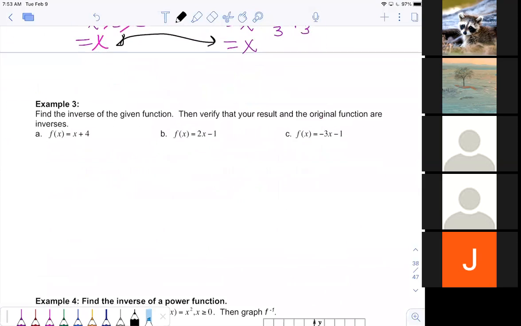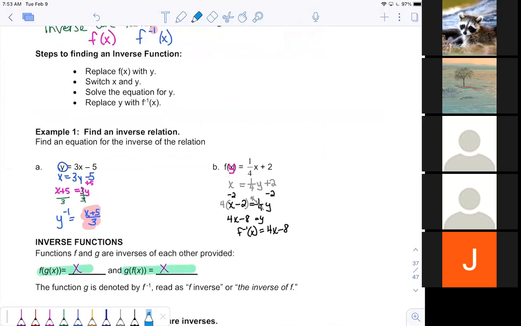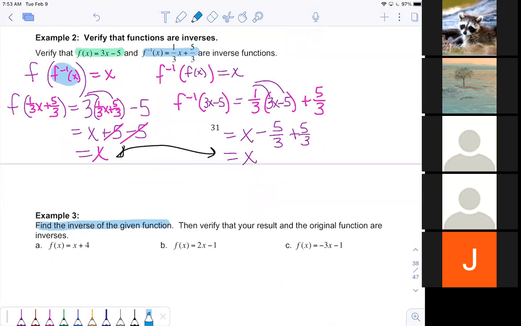So we are going to do one more problem. There are 3 in example 3, and I don't think it's necessary that we do all 3. So we're going to look at one of them. Why don't we do the one in the middle? Let's look at letter B. It gives us a function, f of x equals 2x minus 1. This is a 2-part question. It says find the inverse of the given function. So that's part 1. Part 2 says verify that your result and the original functions are inverses. So we first have to find the inverse, which is what we did in example 1. And then we're going to verify that they're inverses, which is what we have in example 2.